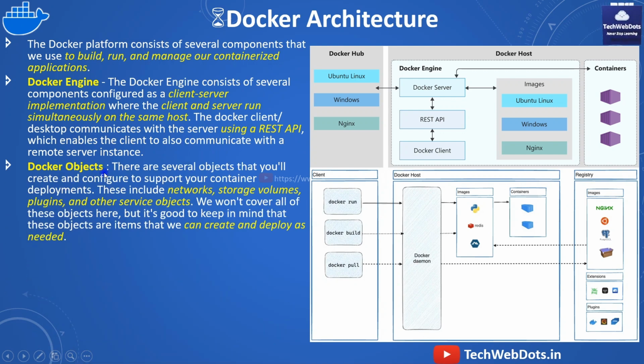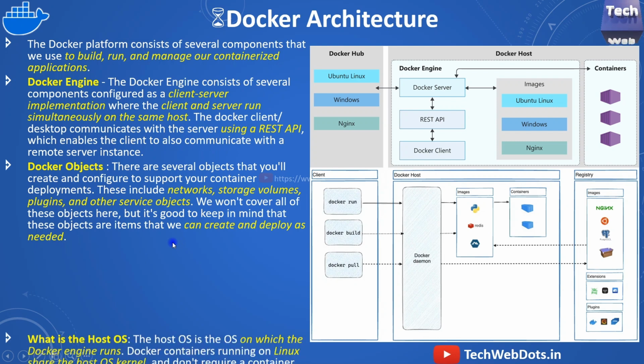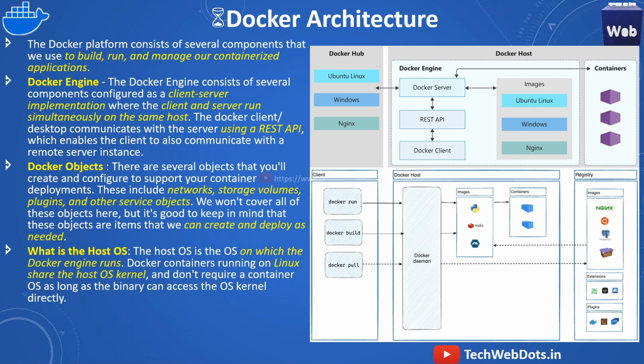Second, the Docker objects. There are several objects that you will create and configure to support your container deployments. This includes networks, which are very important, storage, another important one, plugins, and other service objects. We'll talk about network and storage in our upcoming videos. We won't cover all of these objects here, but it is good to keep in mind that these are items we can create and deploy as needed, so we have the leverage of managing them from the networking and storage point of view.